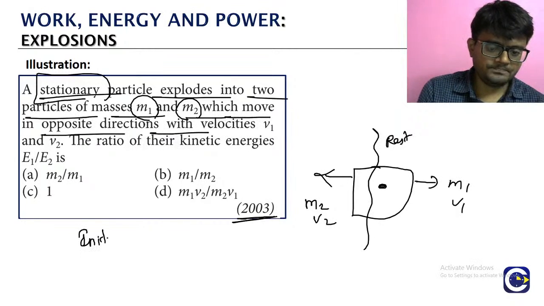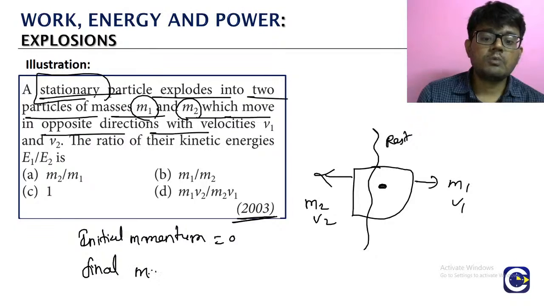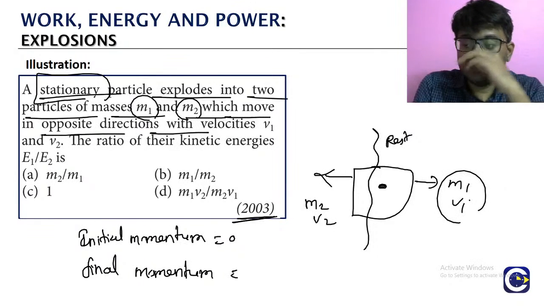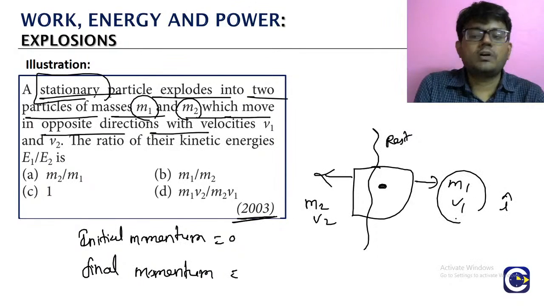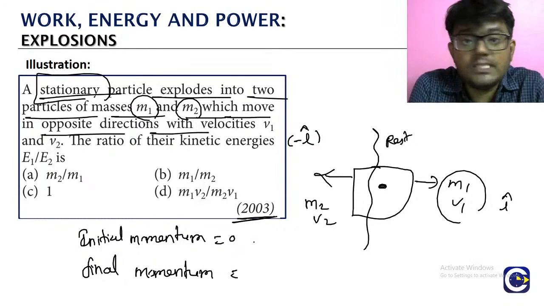Initial momentum is 0, because that object is at rest, right? Final momentum, because momentum is a vector, means what? The right side, let us say I cap. Left side will be what? Minus I cap. So the final momentum also must be 0, right?